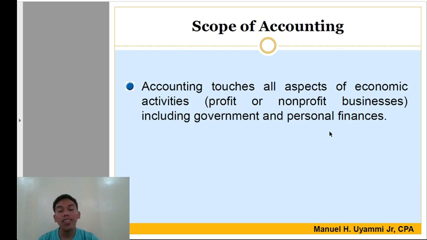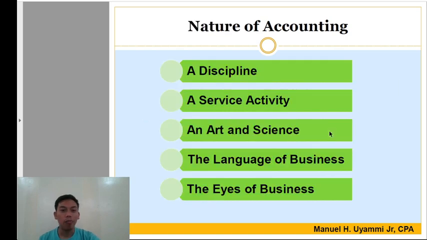So accounting touches all aspects of life, whether we like it or not, wherever you end up, there is always accounting. That is why you are lucky if you are an accountancy student or a business student, because you will learn accounting that you can apply anywhere. The nature of accounting: it is a discipline, a service activity, an art and science, the language of business, the eyes of business. Let us go through them one by one.